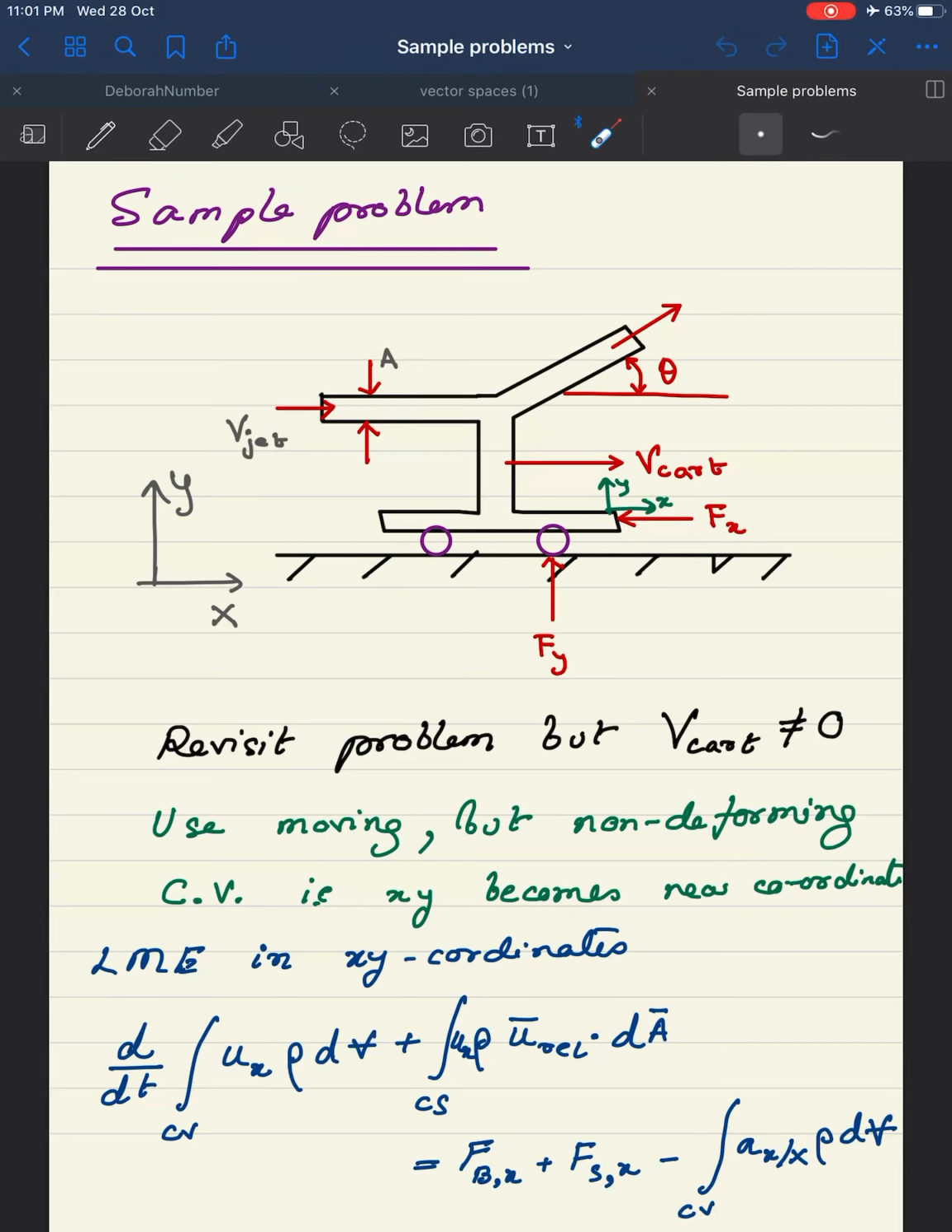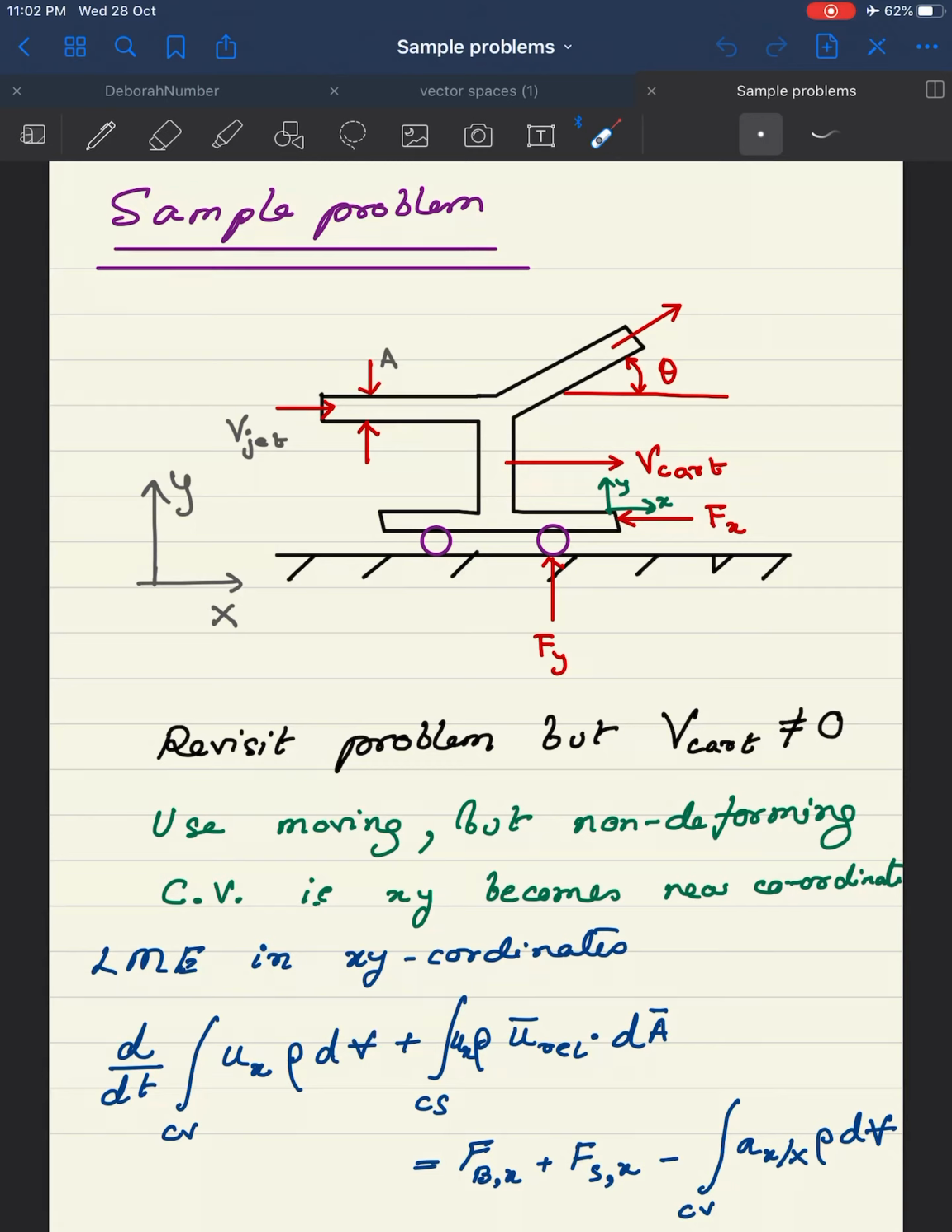But now let's say this term is not equal to 0, and that you have measured this v cart, v jet and all, and you can create a relationship between all the different terms. So now you will have to use the same control volume as before, which is attached to the cart itself, and now the control volume is going to move with the cart. So the control volume is also going to have a velocity of v cart, which is a non-zero velocity.